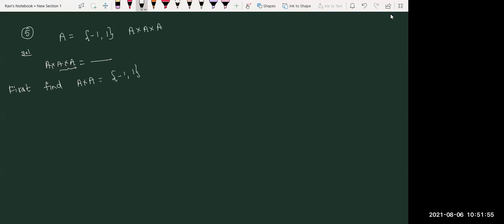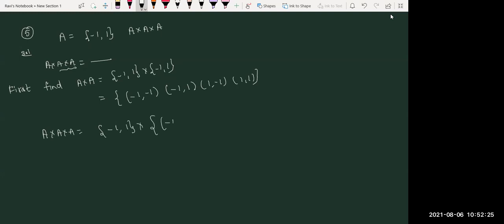What is the value of A cross A? 1, minus 1 and 1. There will be minus 1, minus 1, minus 1, 1, 1, minus 1, 1, 1. This is A cross A. Understand? With this we have to find here now again. There's a meaning. We'll add minus 1, 1 again, cross product with this. Okay.